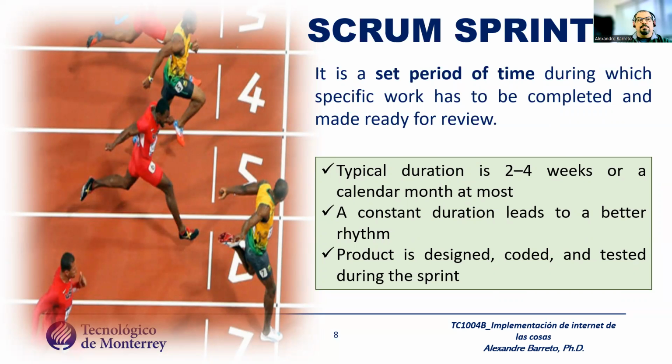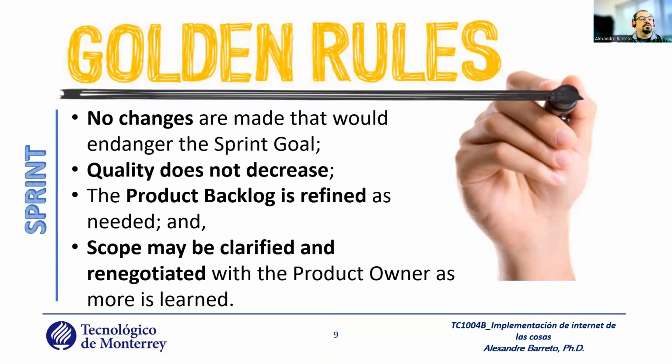Okay, it's important to design it to measure the results. Remember that during this time, the product is designed, coded, tested, and documented during the sprint. Coding rules. No changes are made that endanger the sprint goal. No change. Okay. If you define a sprint goal in the beginning, in the planning meeting, you cannot change it. Quality does not decrease. The quality does not decrease means that you need to test the code. You cannot create code that is not tested. Okay, you need to test.